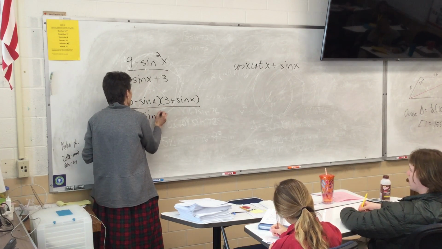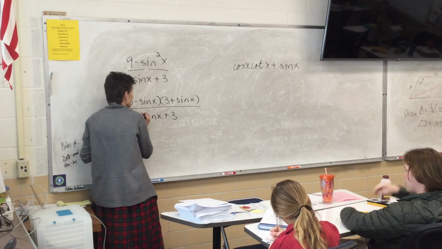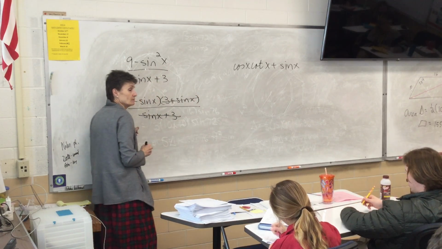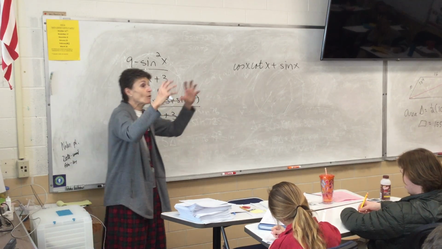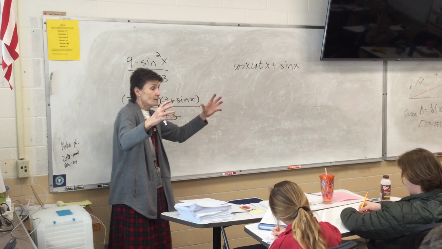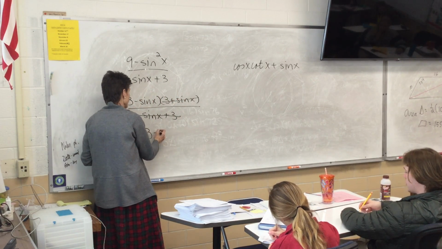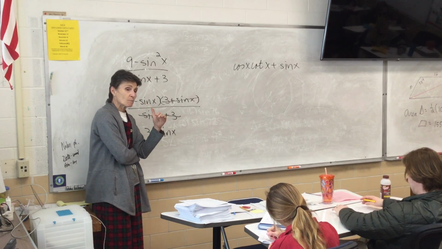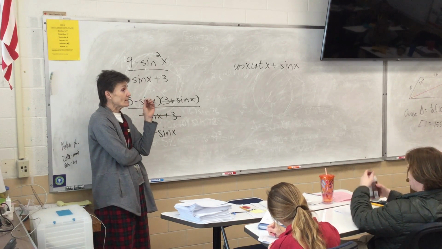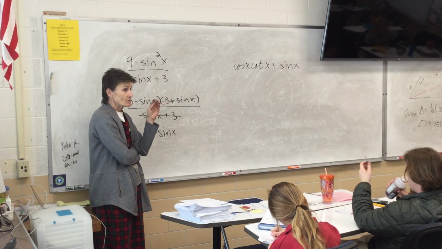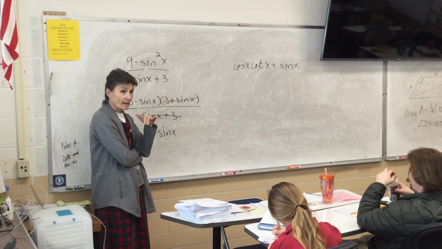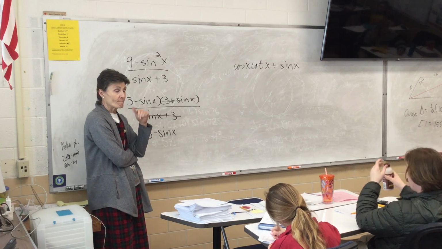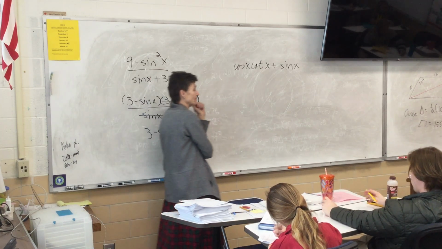And now what happens? Now they cancel, because I can cancel the whole piece. So what's my answer? 3 minus sine. So we need to recognize when we look at this problem that the numerator is the difference of squares. Okay? All right, what about this guy?